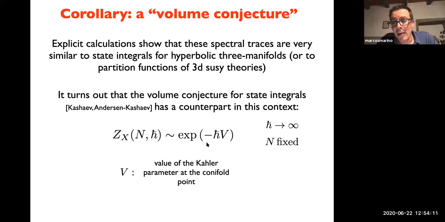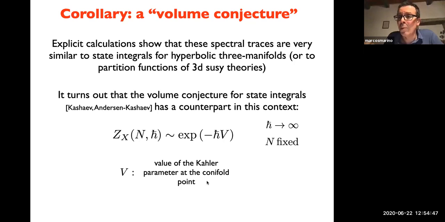they will actually decrease exponentially, and the quantity that controls this exponential decrease turns out to be, in a sense, the volume of the Calabi-Yau. So what is the volume of the Calabi-Yau? Well, these are non-compact Calabi-Yau manifolds, but there is a natural metric quantity, which is the value of the Kähler parameter at the conifold point. You can think about this as the minimal volume of this Calabi-Yau, because this is the value of the Kähler parameter that you get when you get it as small as you can get it in the geometric phase.